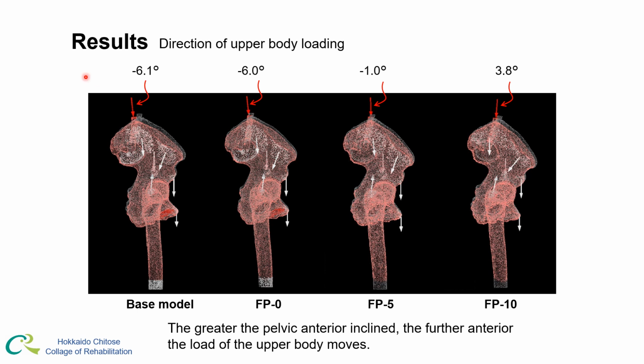Here are the results. First, for the load boundary conditions, the direction of the axial load on the upper body was changed so that pelvic inclination did not change in each model. The greater the pelvic anterior inclination, the further anterior the load of the upper body moves. On the other hand, all other load conditions were unchanged.